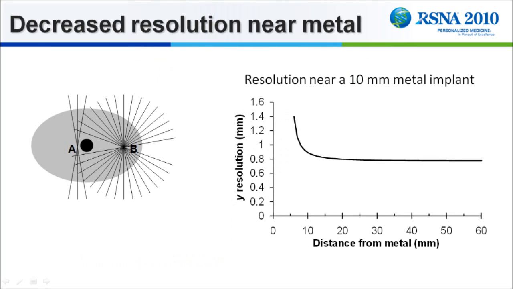MDT isn't perfect, and the main limitation of this technique is decreased resolution near metal. This is due to the fact that we throw away projection data that involves metal. However, once we get more than a few millimeters away from the metal, the resolution returns to normal.